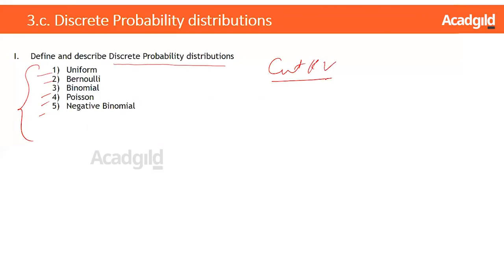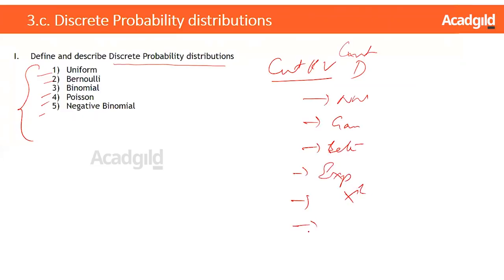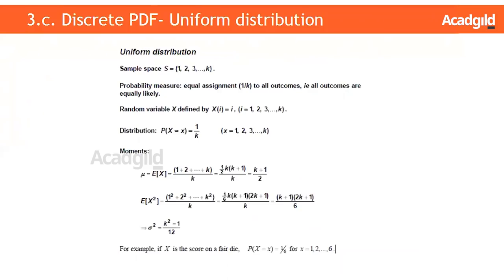There are continuous random variables as well, and among the continuous probability distributions, we have the normal distribution, gamma distribution, beta distribution, exponential distribution, chi-square, and t-distribution. We'll be going through all these distributions after we are done with discrete probability distributions.